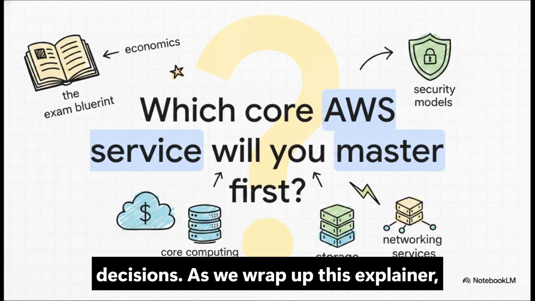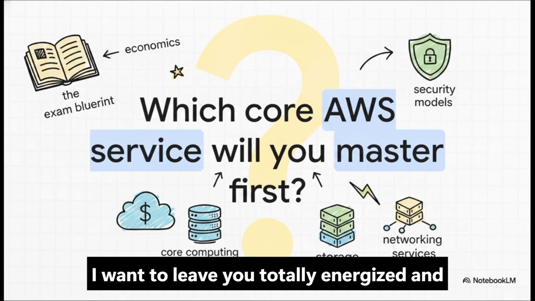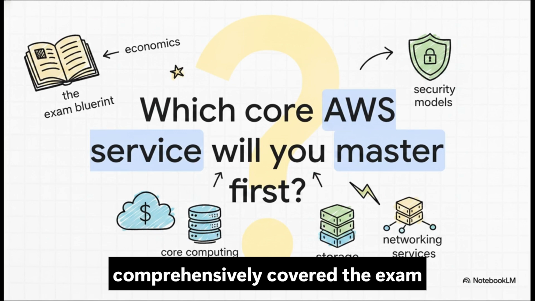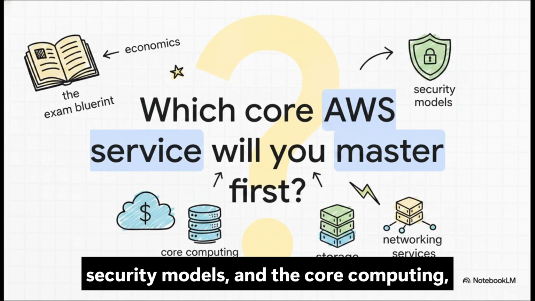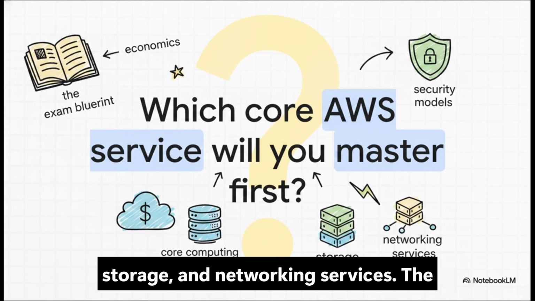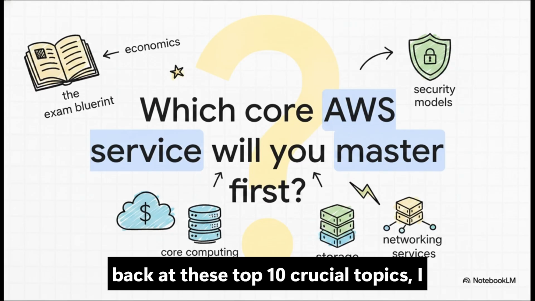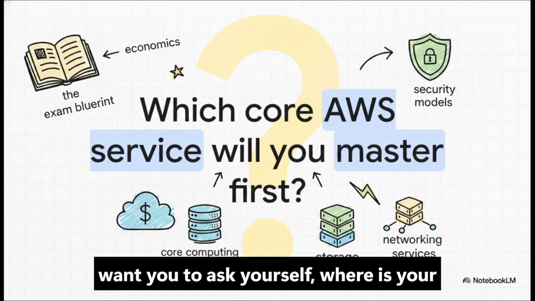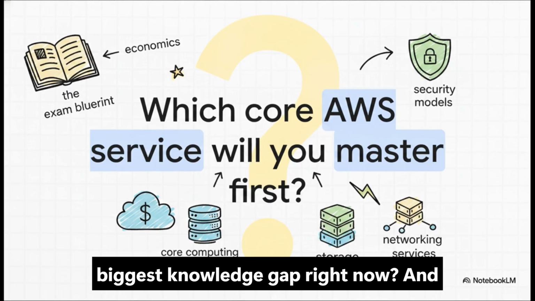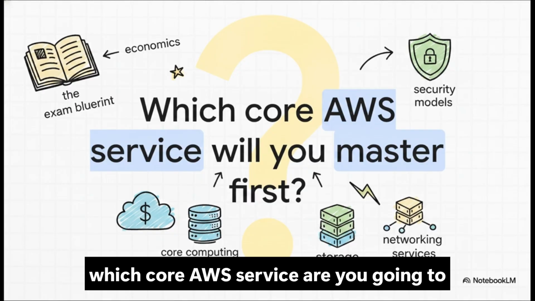As we wrap up this explainer, I want to leave you totally energized and ready to hit the books. We've comprehensively covered the exam blueprint, the underlying economics, security models, and the core computing, storage, and networking services. The cloud isn't just the future anymore, it's the baseline for the present. So looking back at these top 10 crucial topics, I want you to ask yourself, where is your biggest knowledge gap right now? And which core AWS service are you going to conquer first?